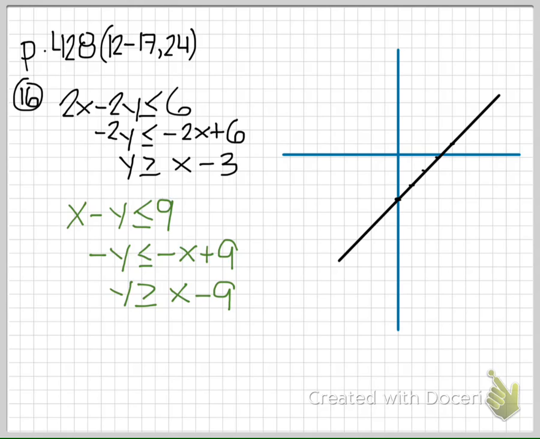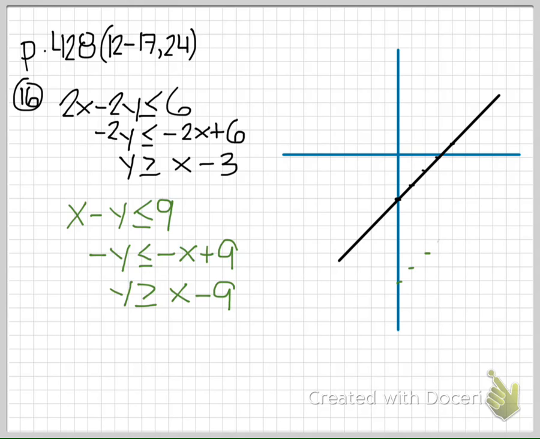So looking at the second equation, I want to be able to graph that one as well. It's y is greater than or equal to x minus 9. I know that my y-intercept is at -9. 1, 2, 3, 4, 5, 6, 7, 8, and 9. And I have a slope of up 1 over 1.